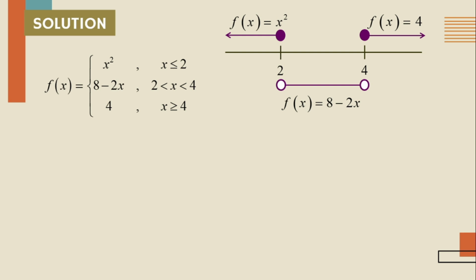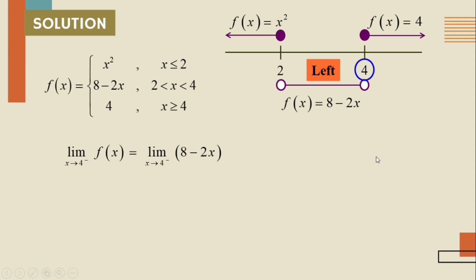Same as the previous, we find the limit of f(x) as x approaches 4 from the left. Now we stay on the left of 4. We notice that the function is 8 minus 2x, so we replace f(x) by 8 minus 2x. Substitute x equal to 4. So we get 8 minus 2 times 4, or 8 minus 8. So it is 0.